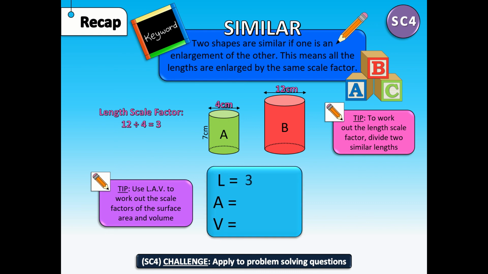So if the length scale factor is 3, that means the area scale factor would be 3 squared, and the volume scale factor would be 3 cubed. So the area scale factor is 9 and the volume scale factor is 27.